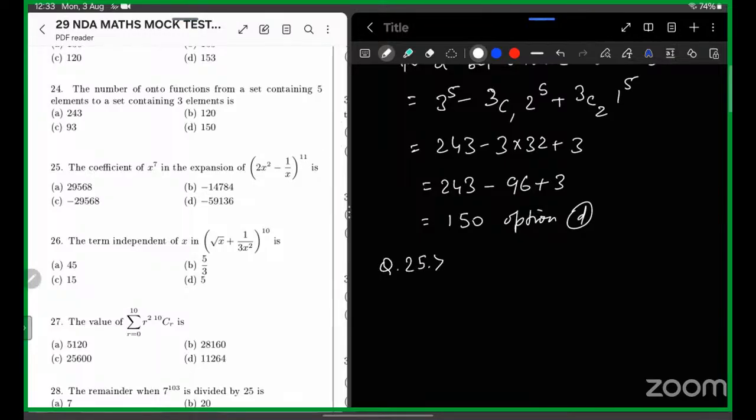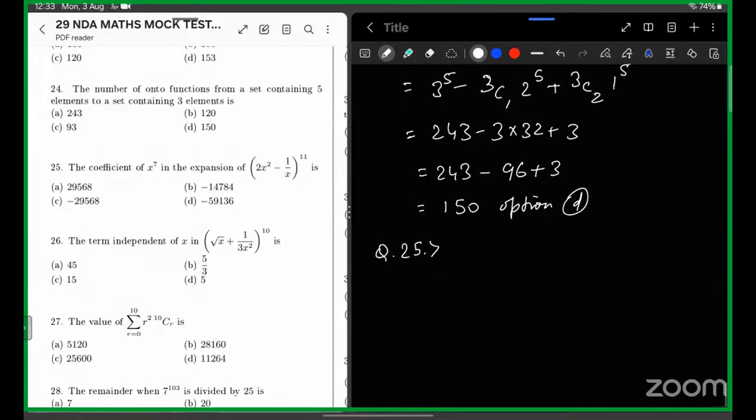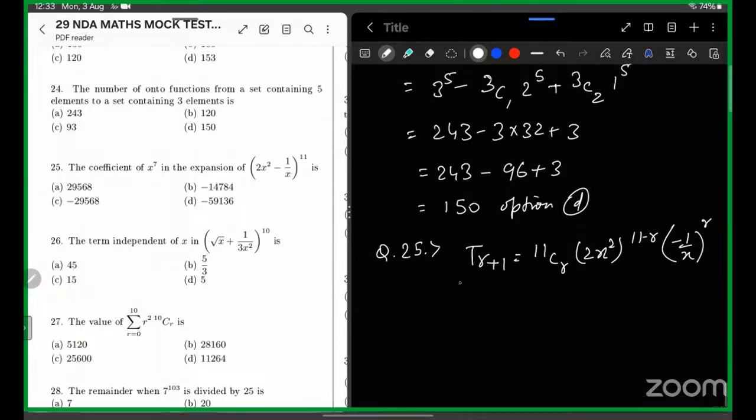Next 25. Coefficient of x to power 7 in the expansion of this will be how much? देखो ये बायनोमियल थ्योरम का क्वेश्चन है। इसका अगर मुझे x to power 7 निकालना है तो पहले हमें जनरल टर्म निकालना पड़ेगा। जनरल टर्म मतलब T(r+1) क्या निकल के आएगा बोलो? 11Cr 2x square का पावर 11 minus r, next we can write minus 1 upon x power r. Okay, just simplify it. 11Cr 2 raised to power 11 minus r into minus 1 raised to power r.